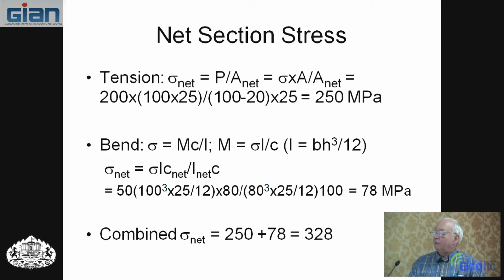The other thing to worry about is net section stress. For tension, net section stress is just load divided by area. When you do net section, you have to take away the defect. This is not to get the K, but just net section. So for a crack of 20 millimeters, you take the load on top, and this would be the net area, and that's the thickness. So 200 MPa is net section stress due to the 200 load. For the bending, the net section stress turned out to be 78. Adding them together is 328.